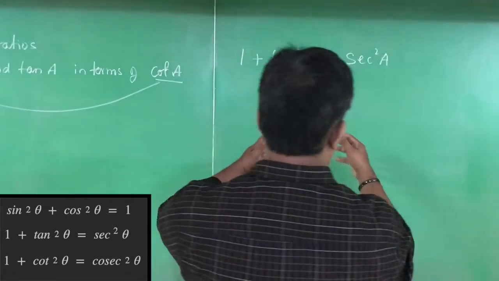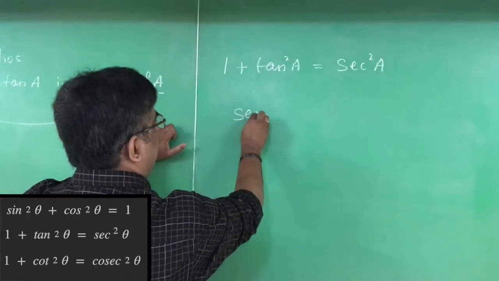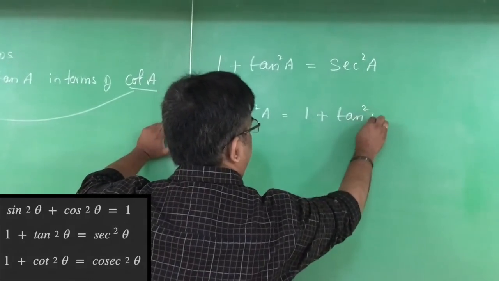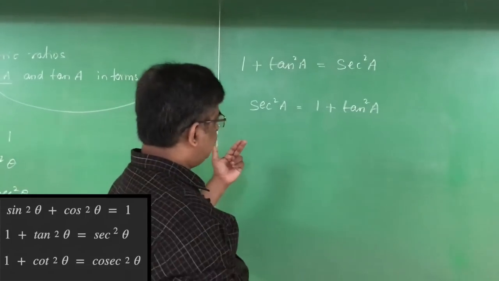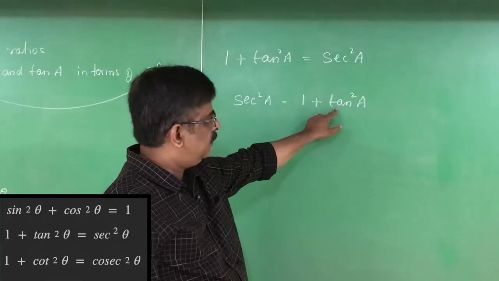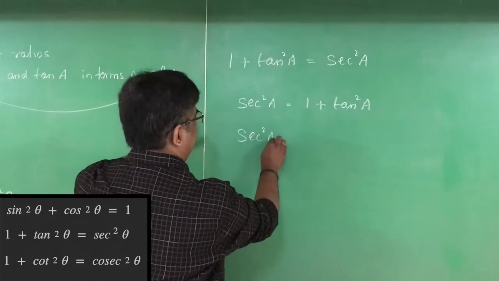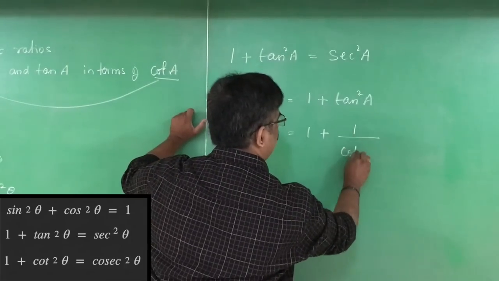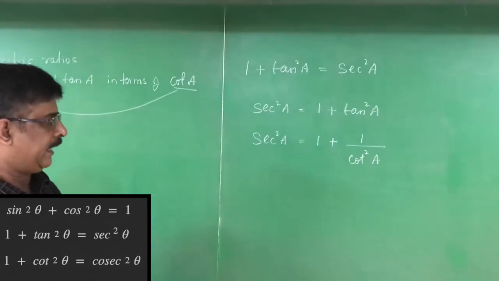Now, I wanted to express secant theta in terms of cot theta. Therefore, I write this one first. Secant square A equals 1 plus tan square A. Nothing I did, simply interchanged. Now, I wanted to find a relationship between secant theta and cot theta. I change this as a cot. The reciprocal of tan is cot. Therefore, secant square A equals 1 plus 1 by cot square A.